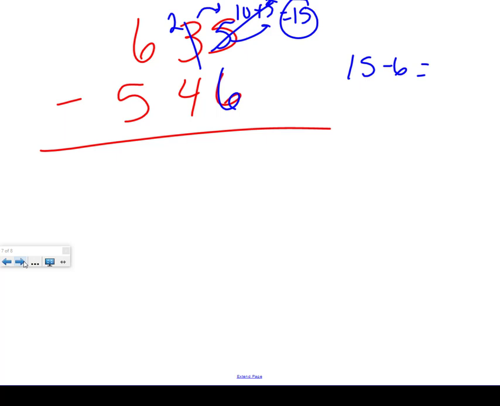Yeah, 9. Goodness, I thought I was doing the wrong problem for a second. All right, so I move next door. I look at that middle column, and I have 2, and I need to take 4 away from it. I can't take 4 from 2, so this is not going to work.